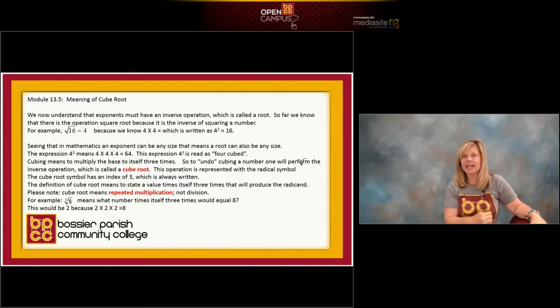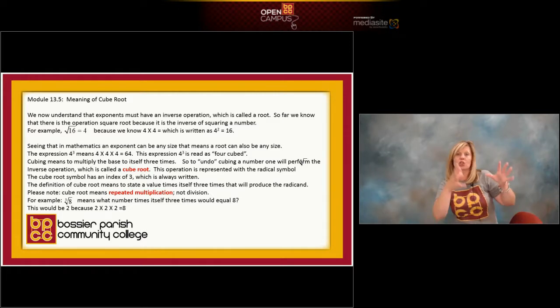Cube rooting, again, does not mean division. Cube rooting means multiplication. If square root meant to multiply a number to itself, so that's twice, cube rooting means to multiply a number to itself 1, 2, 3 times. So roots always mean repeated multiplication.